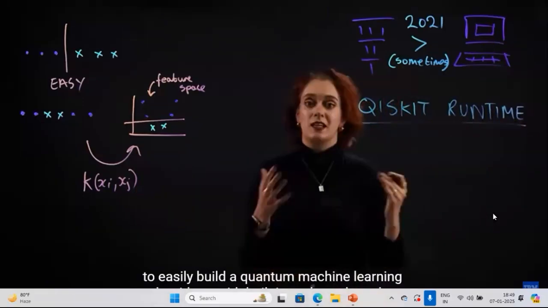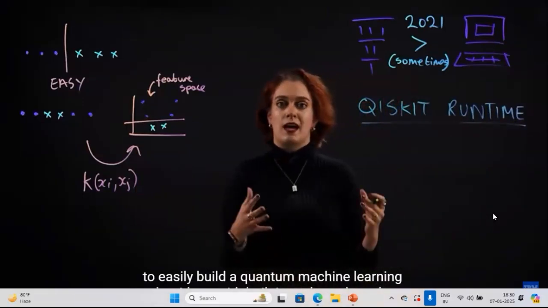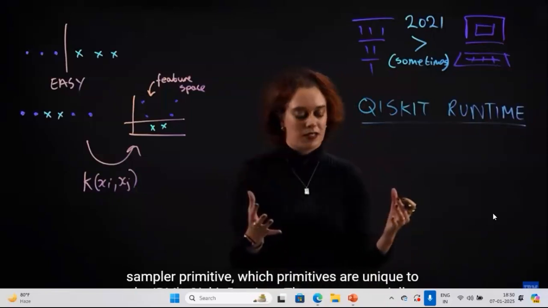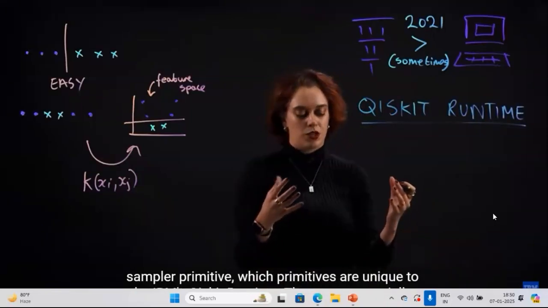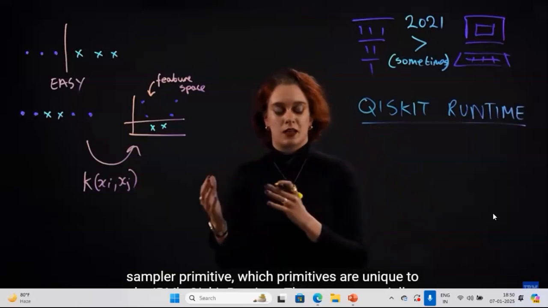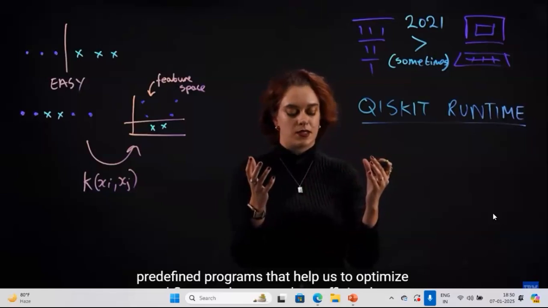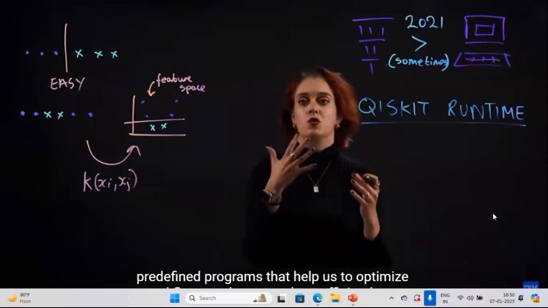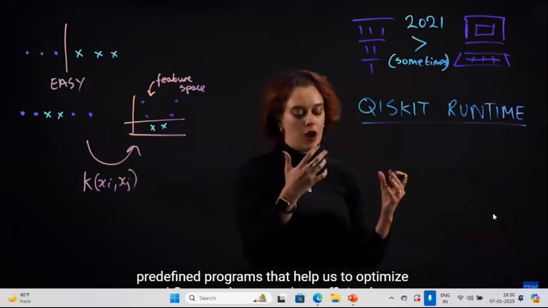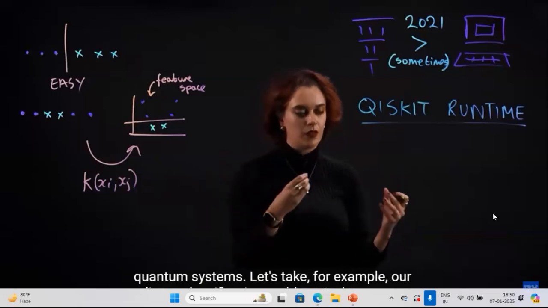to easily build quantum machine learning algorithms with built-in tools such as the sampler primitive, which primitives are unique to IBM's Qiskit runtime. These are essentially predefined programs that help us to optimize workflows and execute them efficiently on quantum systems. Let's take, for example, our linear classification problem.